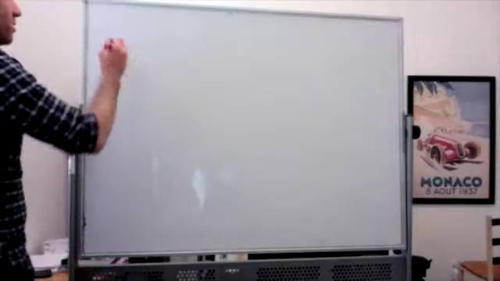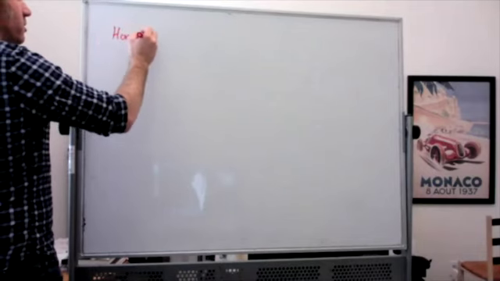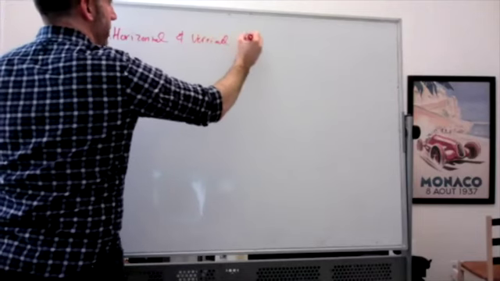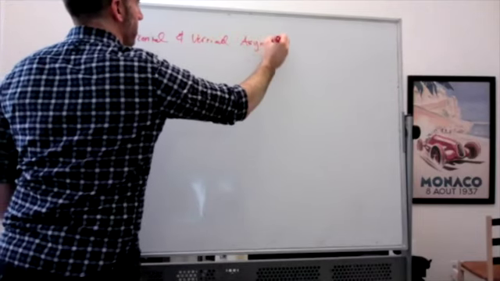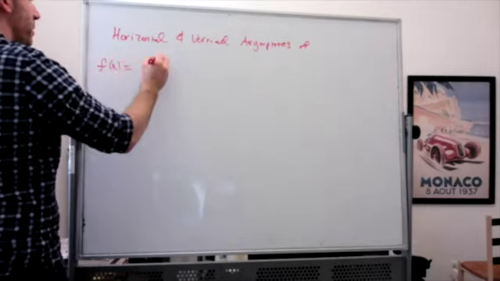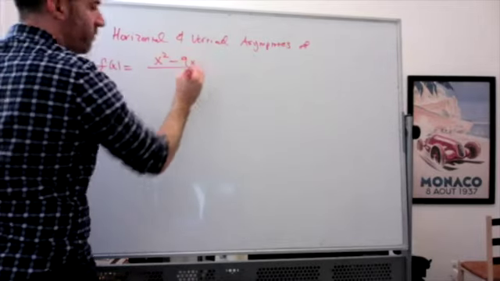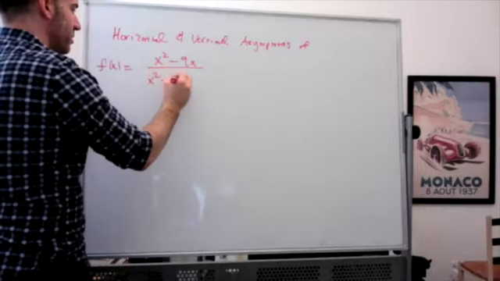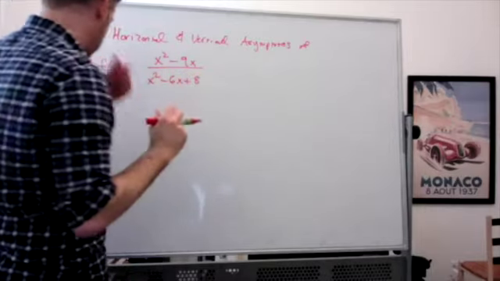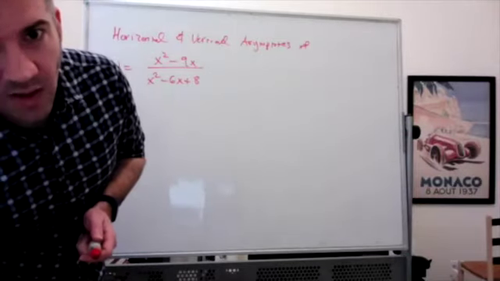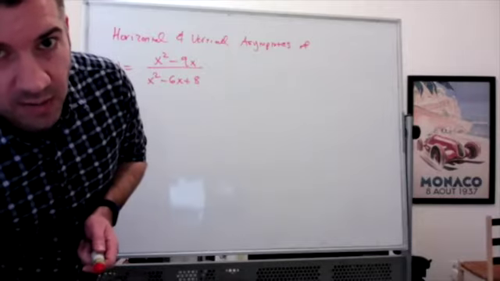I want to find the horizontal and vertical asymptotes of the following function. F of x equal to x squared minus 9x over x squared minus 6x plus 8. This is definitely a question from one of the classes that somebody asked me about. And the way I would say this is, I mean, there's a lot of ways to kind of think about this, but here are the general ideas.